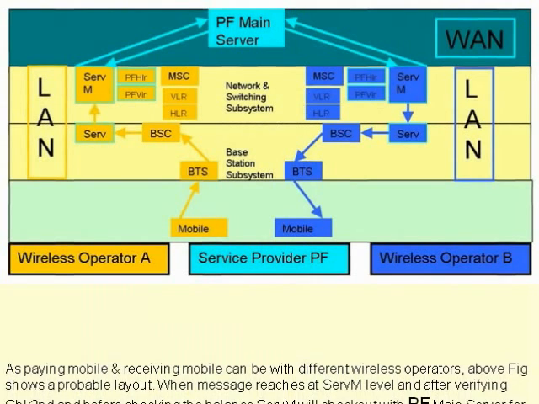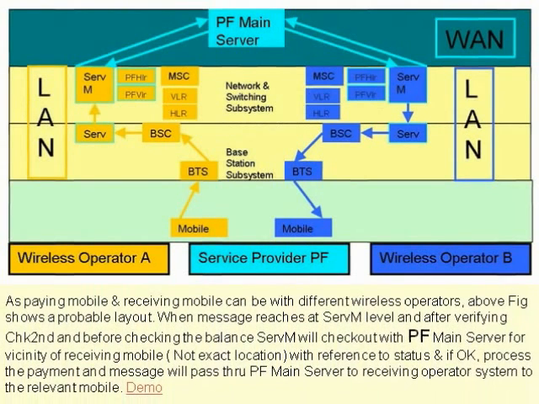As paying mobile and receiving mobile can be with different wireless operators, the above figure shows a probable layout. When message reaches at serve M level and after verifying check second and before checking the balance, serve M will check with the F main server for vicinity of receiving mobile, not exact location with reference to status, and if OK, process the payment and message will pass through the F main server to receiving operator system to the relevant mobile. Next, refer to Payment Front Concept Demo Process.